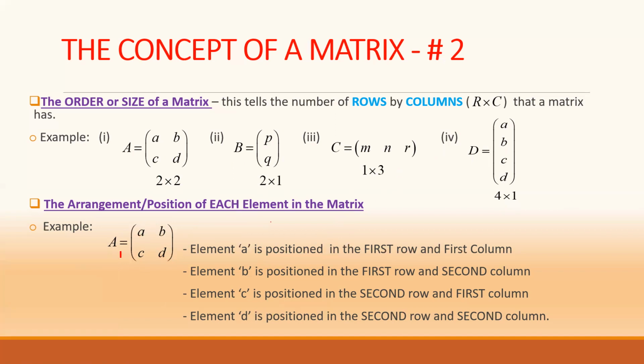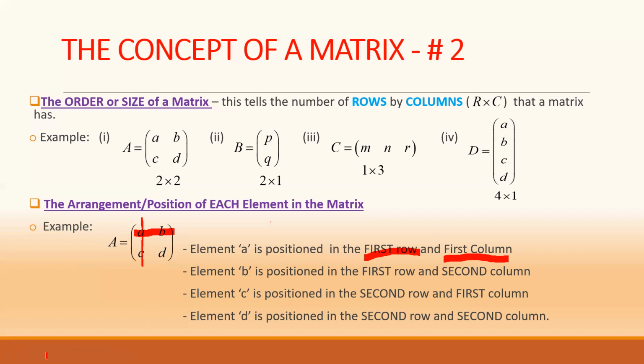So let us take, for example, the matrix A and the element small a here. Let us see what the position of that element is. Element a is positioned in the first row and first column. Do you agree with that, guys? We agree that element a is in the first row of the matrix. However, it is also in the first column. So the specific position of element a would be first row, first column. Everybody agree with that so far?